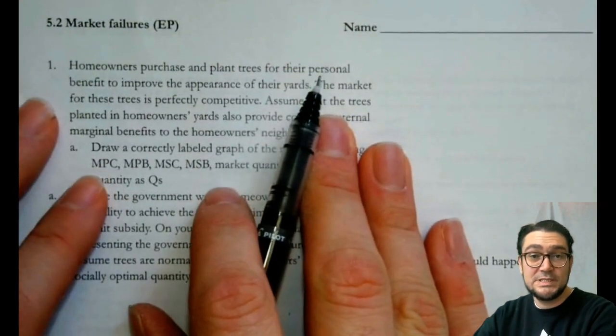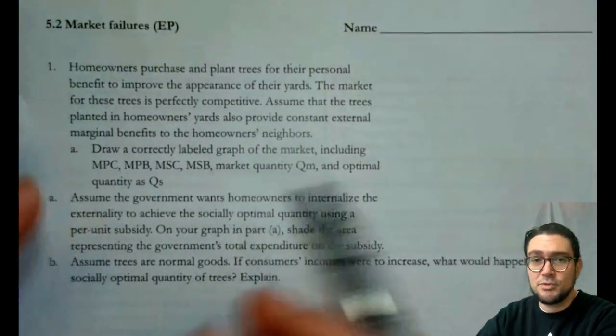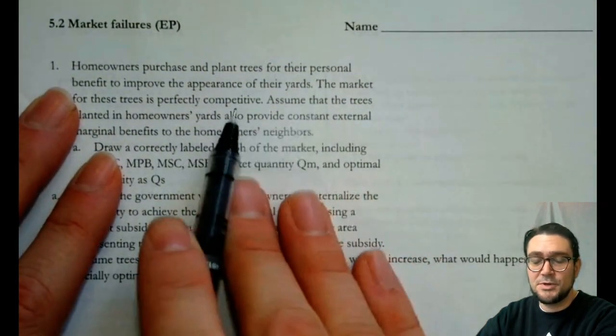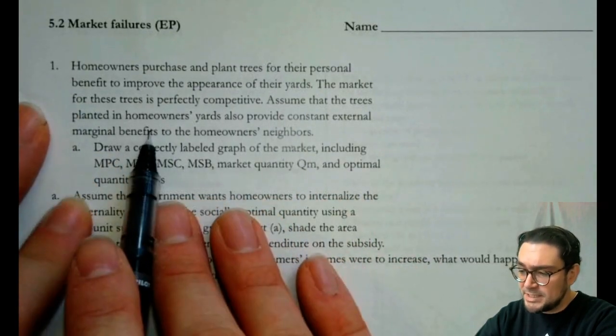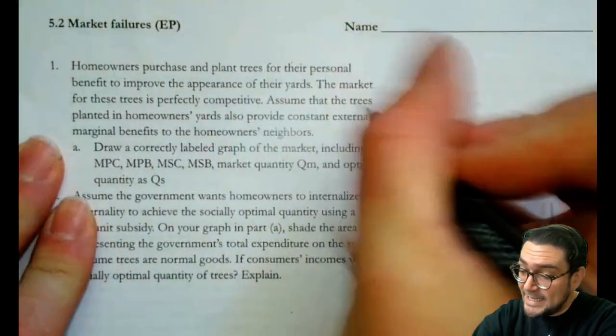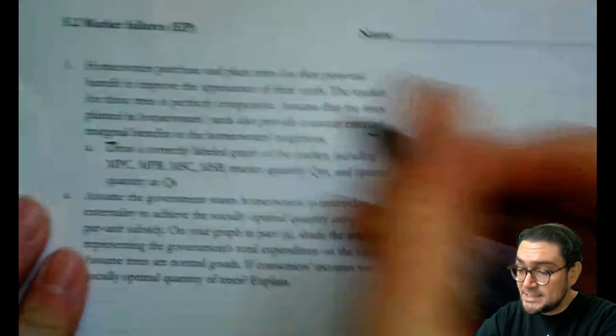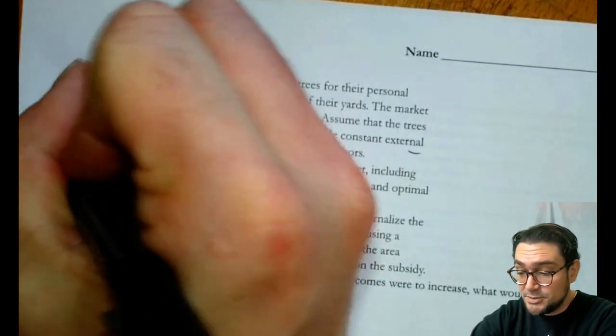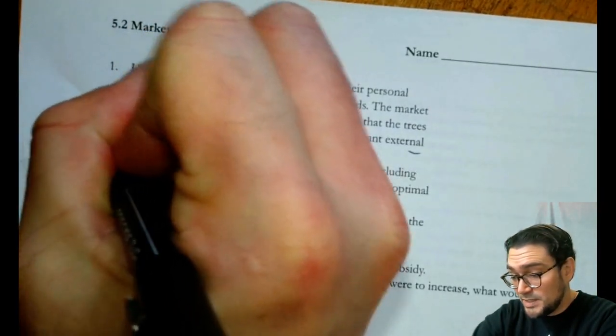Okay, so the first section says homeowners purchase and plant trees for their personal benefit, to improve the appearance of their yards. The market is competitive. Assume the trees are also providing external benefits, and it's probably when they're being consumed, right? So it's a positive externality in consumption.